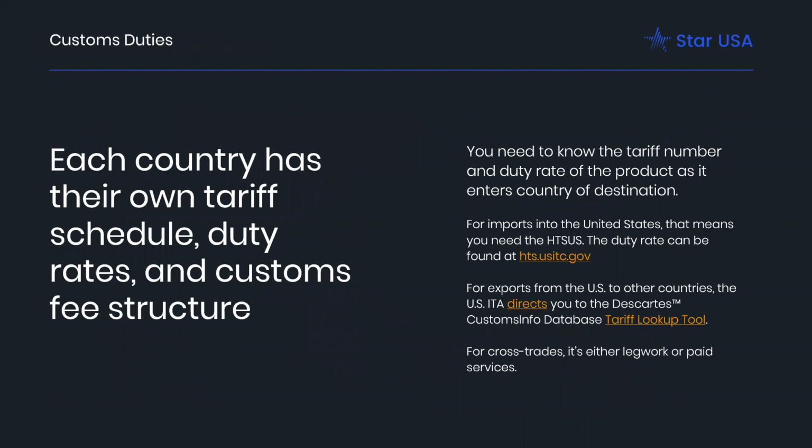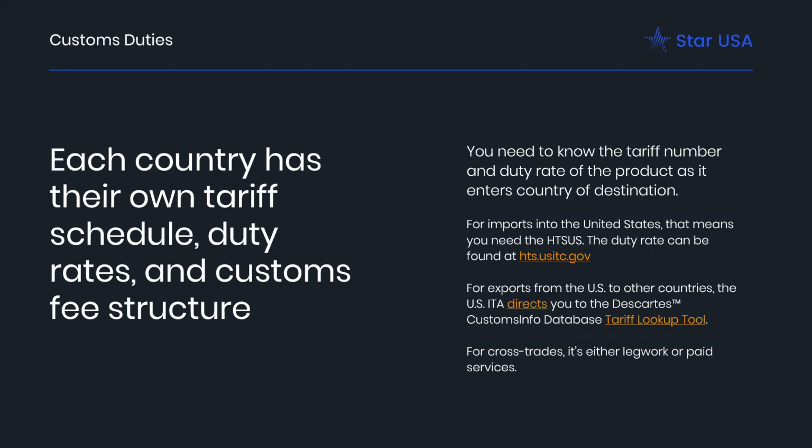Customs duties. This is our third factor in the landed cost calculations, and we'll talk about customs fees separately. Customs duties are based on the tariff number of the goods, and each tariff number has a duty rate assigned to it within the country of destination. Customs duties are always paid by the importer, and they are calculated based on a percentage, generally speaking, of the cost of the goods.